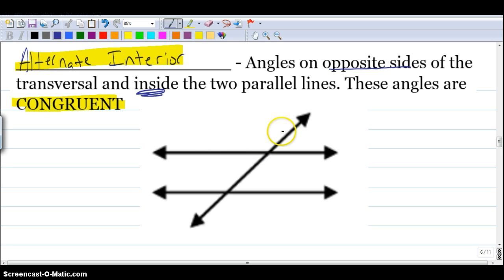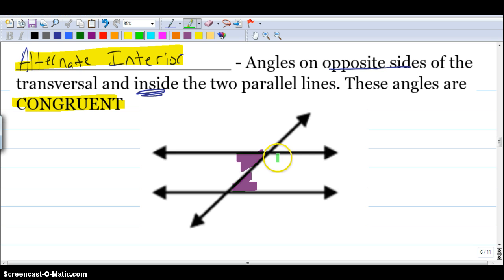Remember, this is the exterior, so we don't care about the exterior in this particular example. These are the interior. So, right here, that angle right here, the alternate interior is going to be on the opposite side, on the bottom corner, right there. Those are alternate interior angles.